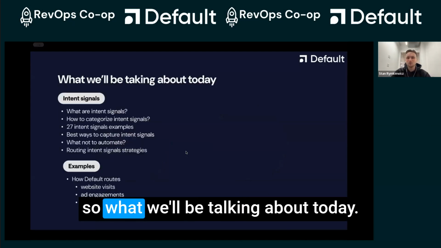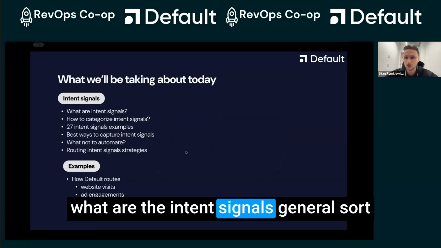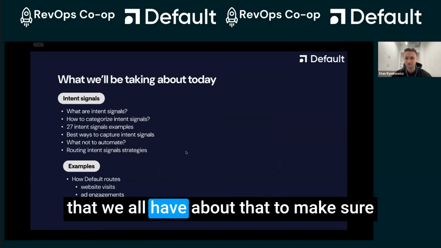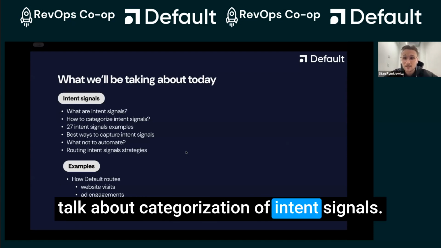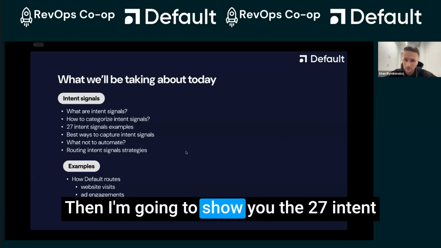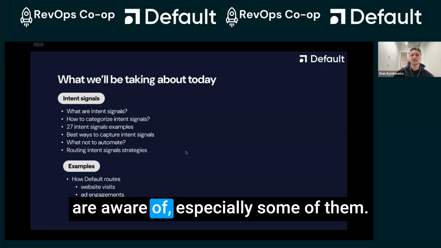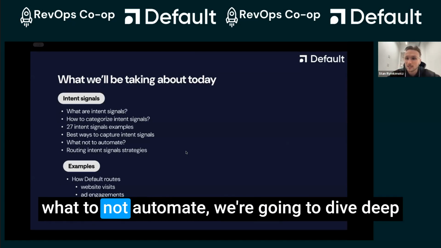Great. So what we'll be talking about today. I wanted to take us through what intent signals are in general, to get the sense of the understanding that we all have about that, to make sure we're all on the same page. We're going to talk about categorization of intent signals. Then I'm going to show you the 27 intent signals examples that I'm sure you're probably aware of, especially some of them. But also best ways to capture the intent signals, like what to not automate.